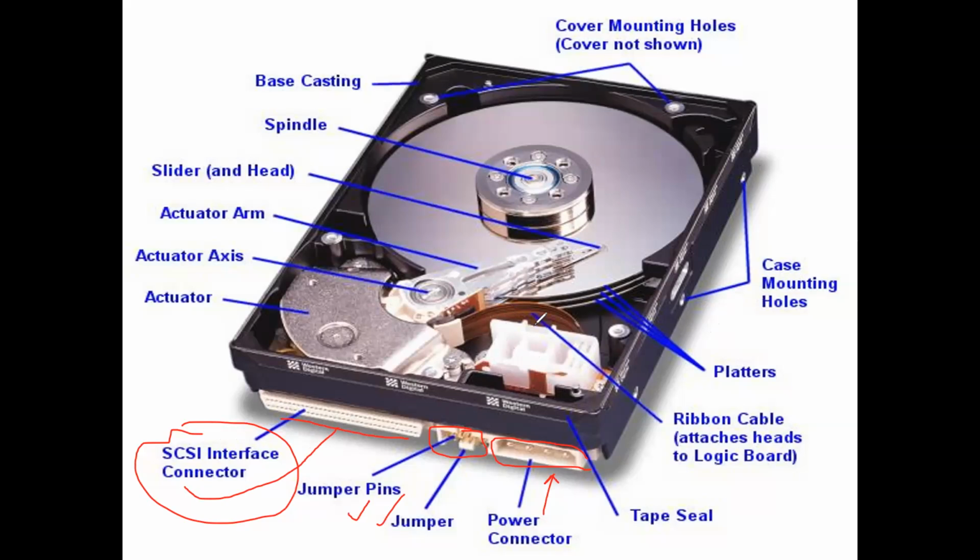Look at the ribbons here. The ribbons help us to attach the heads to the logic board. They have a little small logic, like a little motherboard there. Then we have the tape seal. The tape seal usually helps in telling us who the authors or manufacturers are, and even the serial number. So this one is always a must read.